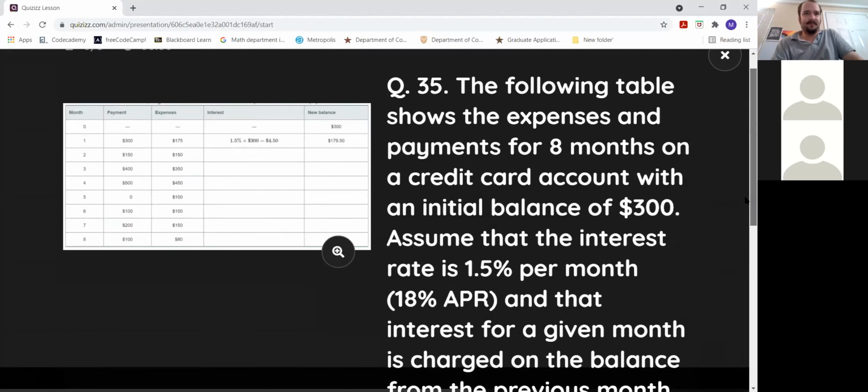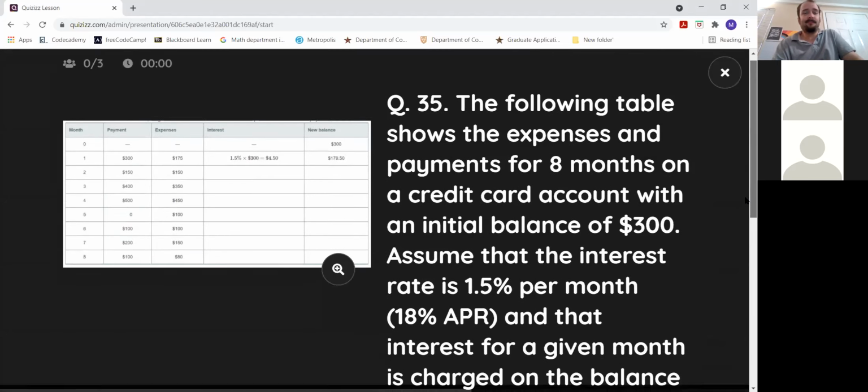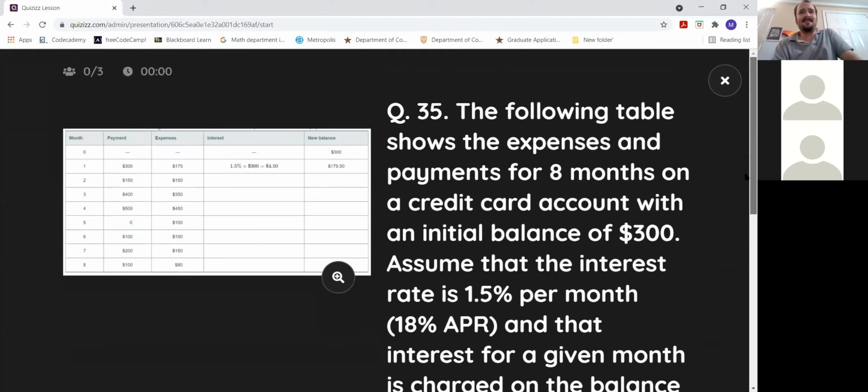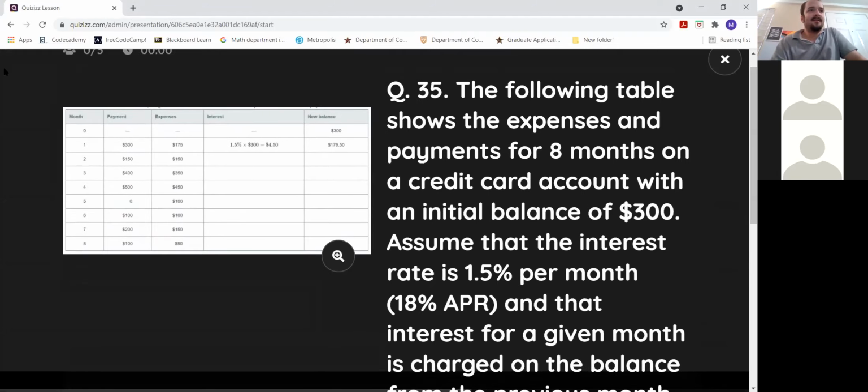Now we have a table to do. So this, I broke it apart a little bit. I want to start off and kind of show how to do the table, and then I want you to kind of complete the table. But the first thing I want to ask for is the interest in month 2. So if we look at how they got the interest in month 1, we have a 1.5% interest on this thing. 1.5 per month, 18 APR. So we're doing it 1.5 per month.